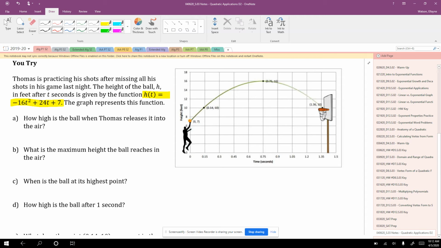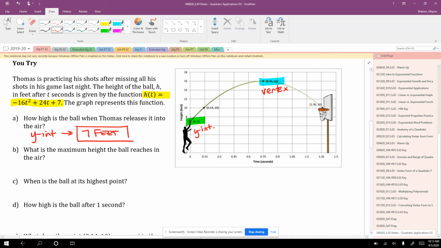Okay, so you might want to approach it like this. Some of you guys may approach it this way and just say, what are my key points based on the graph? This 0, 7 looks important. That would be my y-intercept. And this up here, that's going to be my vertex. So those are the points that I'm going to use in this question, okay? So how high is the ball when Thomas releases into the air? Again, this is your y-intercept. And in this case, it is 7 feet.